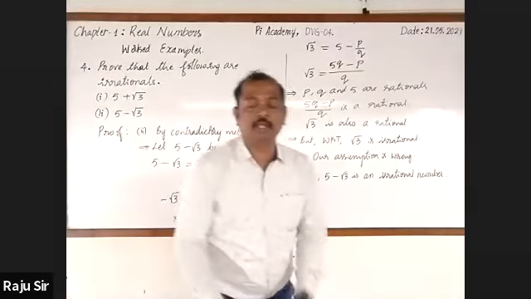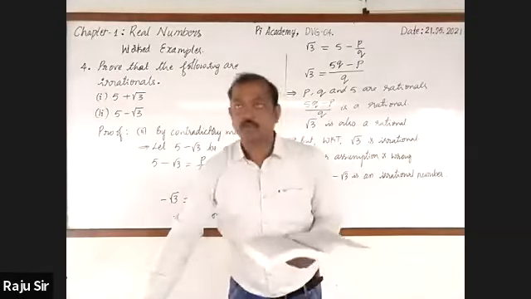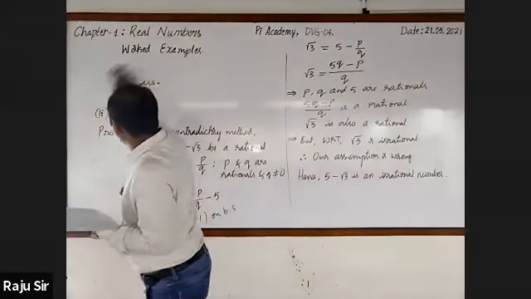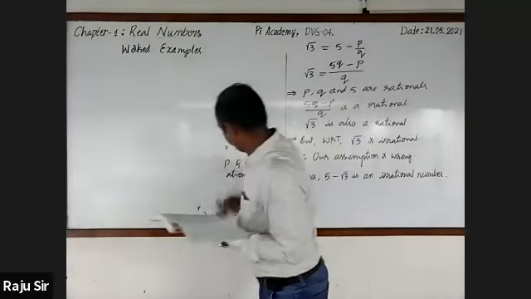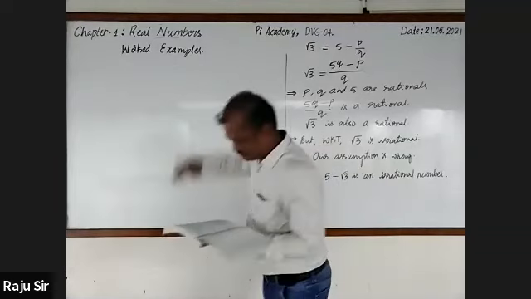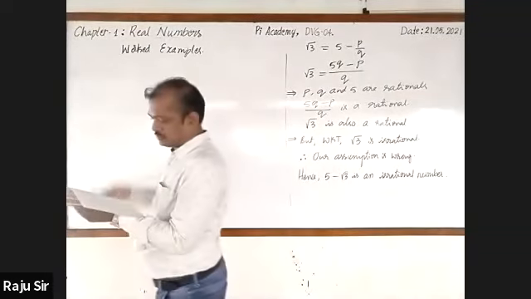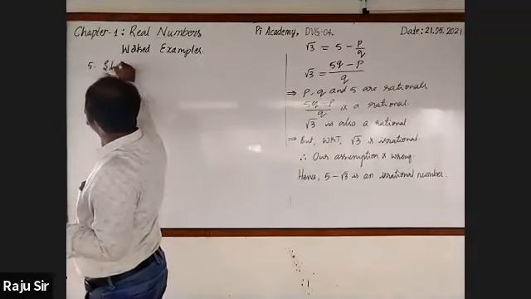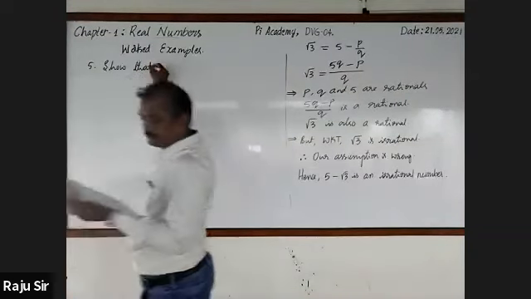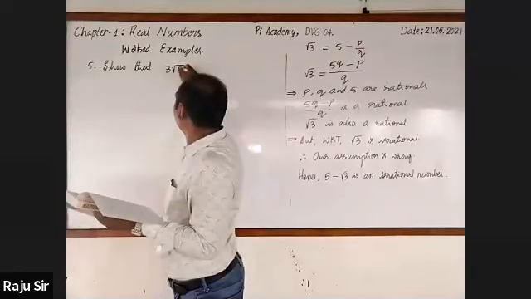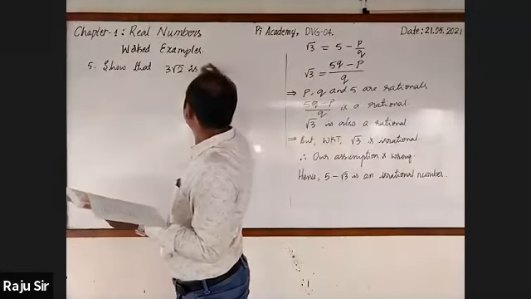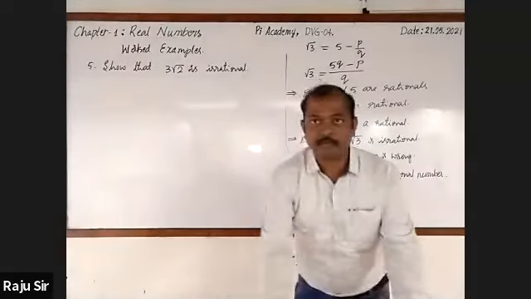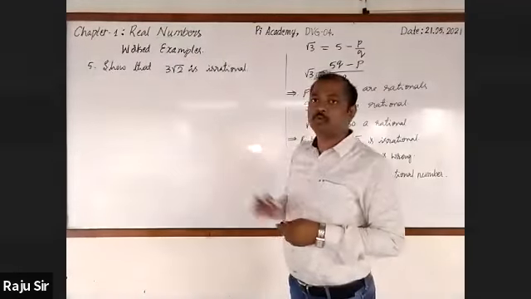Now let me go for taking another one. Now it is fifth one, right. Fifth one. Show that 3 into root 2 is irrational.